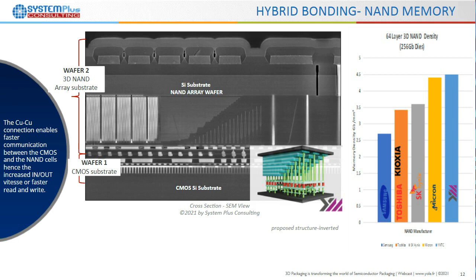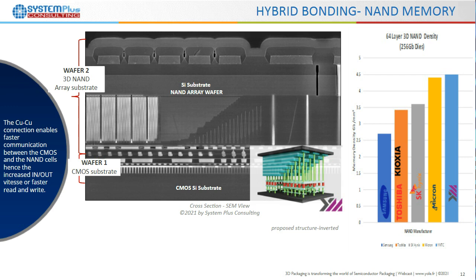And this is different from the other manufacturers, who are building the NAND array cells and the CMOS transistors on the same wafer. This means that more space is being used by the CMOS transistors on that wafer. So how did they have a win using this type of bonding in this application?